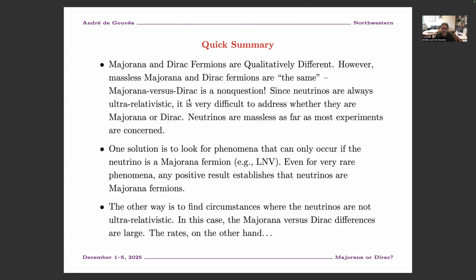There's another way, which is to try to work with neutrinos that are not ultra-relativistic. And if the neutrinos are not ultra-relativistic, then distinguishing Majorana from Dirac is a trivial thing. However, on the downside, the rates for all of these processes that we can think about, again, because neutrino masses are very small, are going to be super duper tiny. And it's very hard to imagine that we can get to a point where we can see these things.